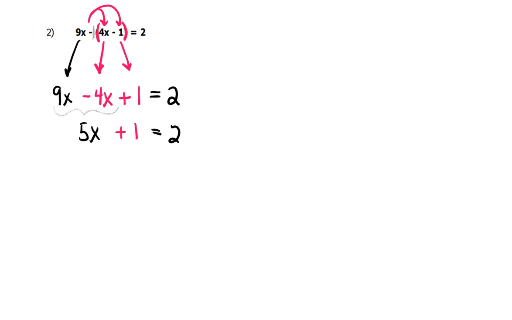And now I'm at a 2-step equation. I need to get x by itself. I want to know, what does x equal? Right now, I know what 5x plus 1 equals. 5x plus 1 is equal to a 2. I just want the x.